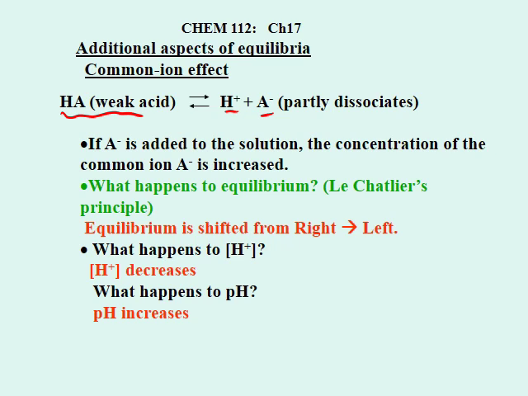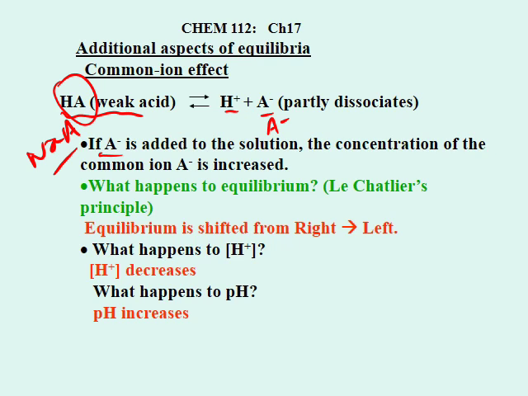Now, if I add A minus through another compound, could be the sodium salt of that compound, say if I add sodium A, NaA, NaA is going to break down into Na plus and A minus. So that means it's going to contribute A minus and increase the concentration of A minus. And that's the common ion effect. So NaA has A minus, HA also has A minus. So in other words, that's the common ion.